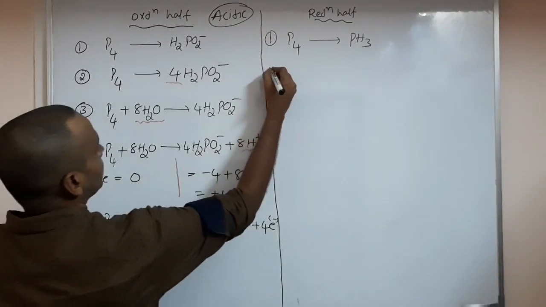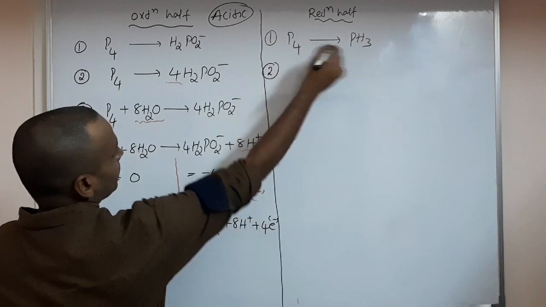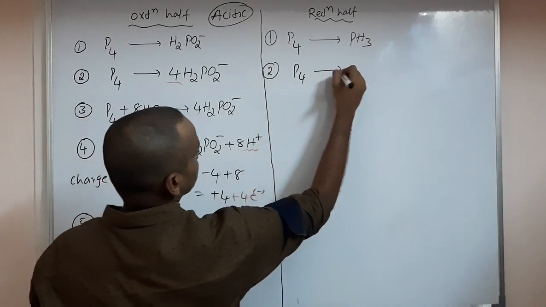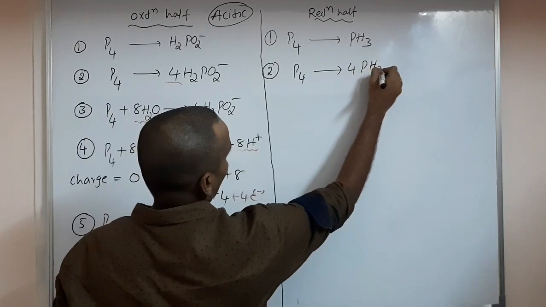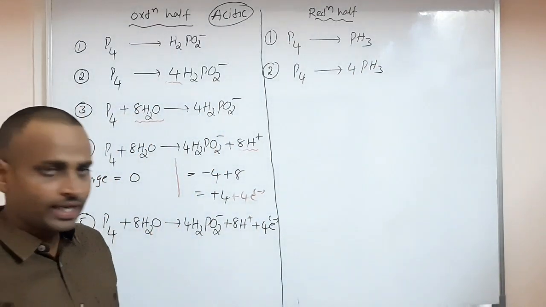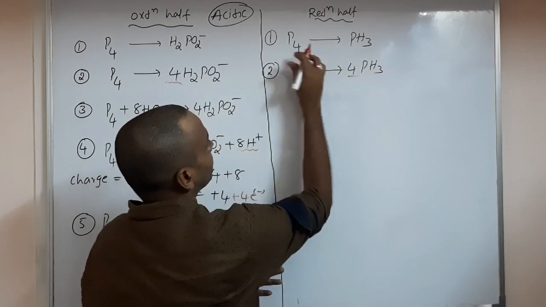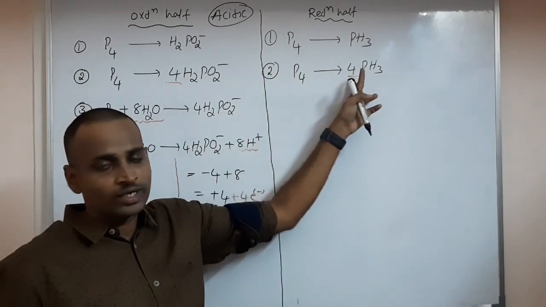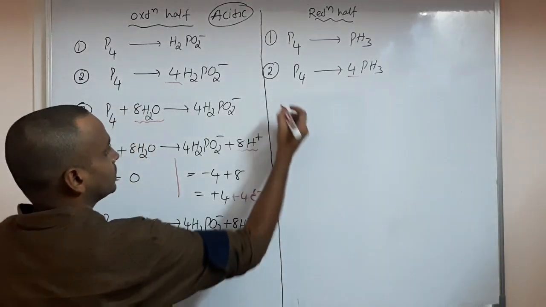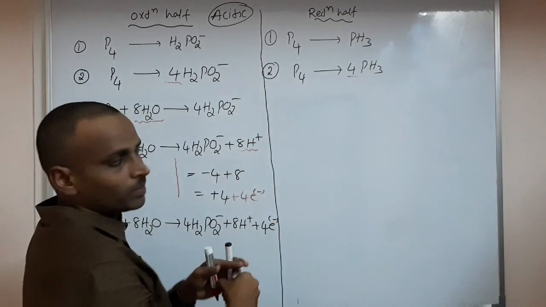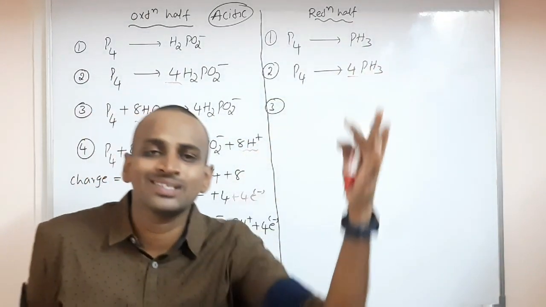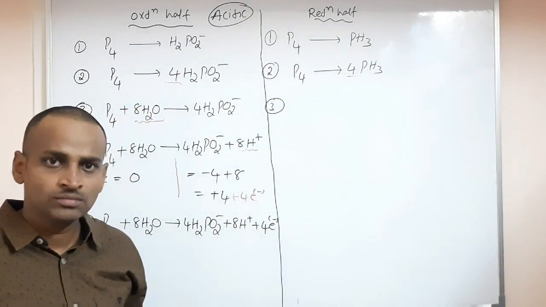Come to the same, here I'll do P4 gives rise to PH3. That means P4 gives rise to 4PH3, right? Why did I write 4, understood? Same, 4 phosphorus you have here, 1 phosphorus there, so I have to write 4. Got it? So the third step will not be there. Third step not required, that is balancing of oxygen is not required.